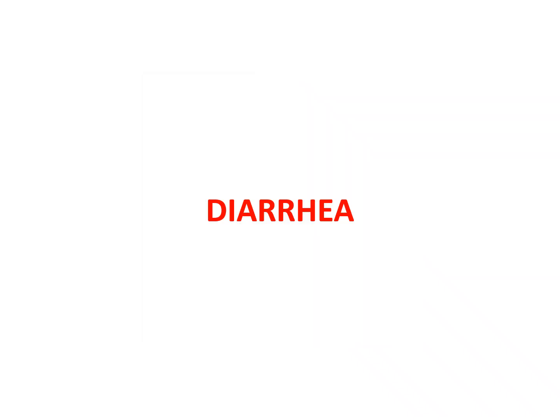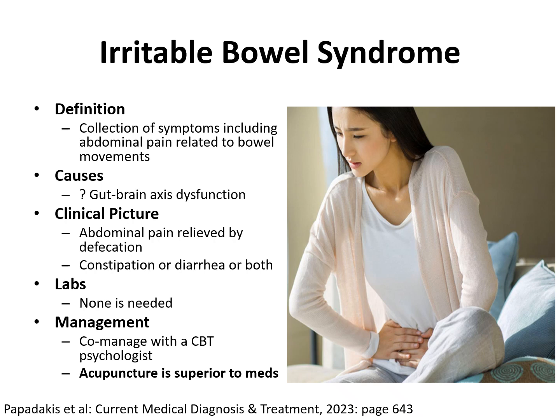The next triad is the triad in which abdominal pain is associated with diarrhea. The first of the three conditions that is going to present with abdominal pain and diarrhea is irritable bowel syndrome, abbreviated IBS. Do not confuse IBS with IBD.